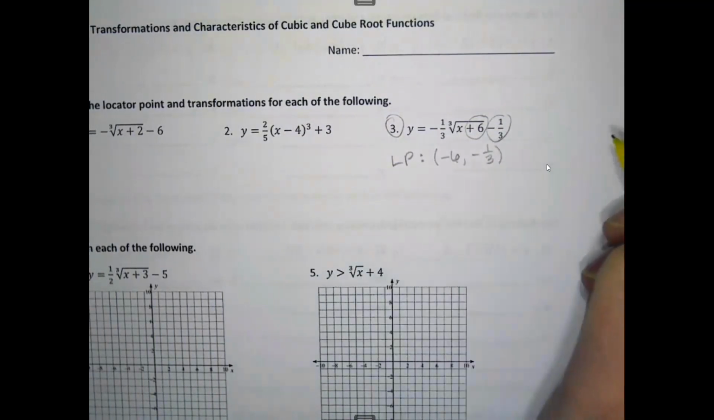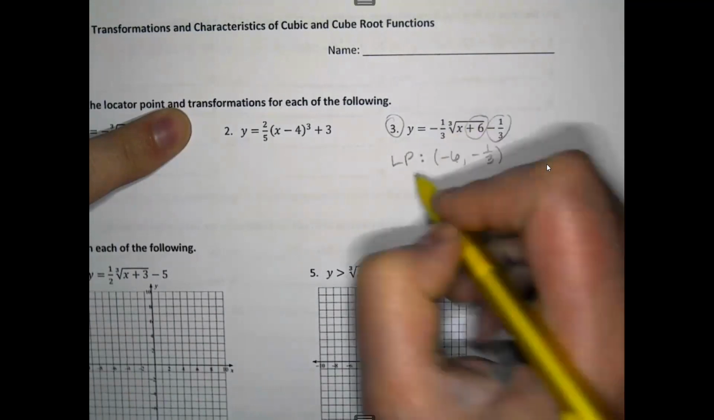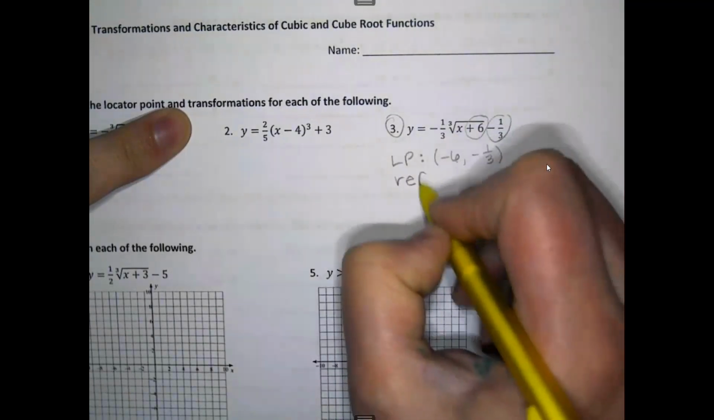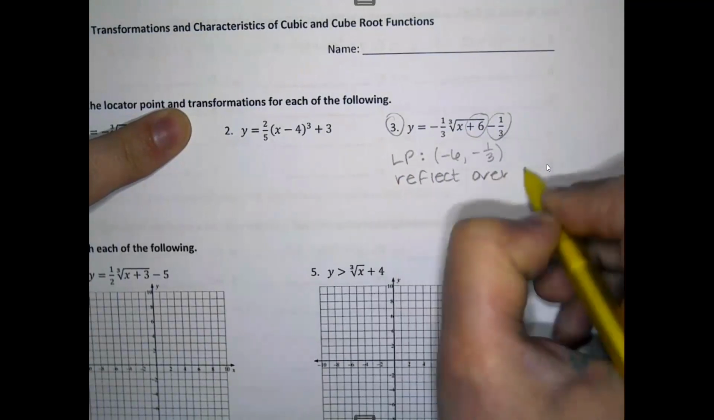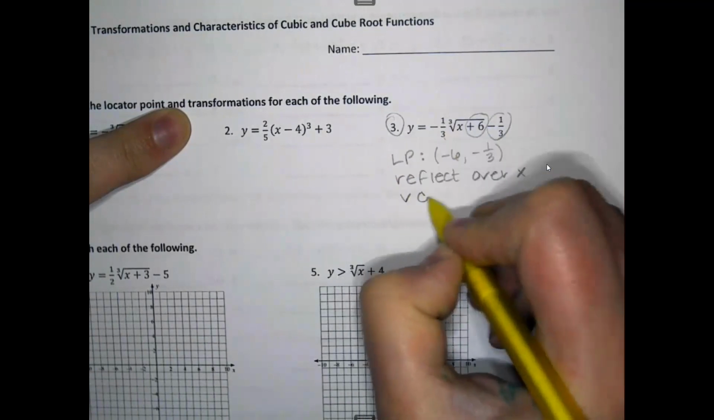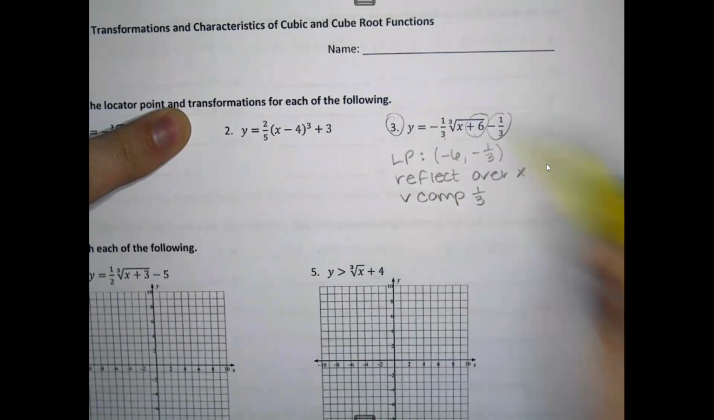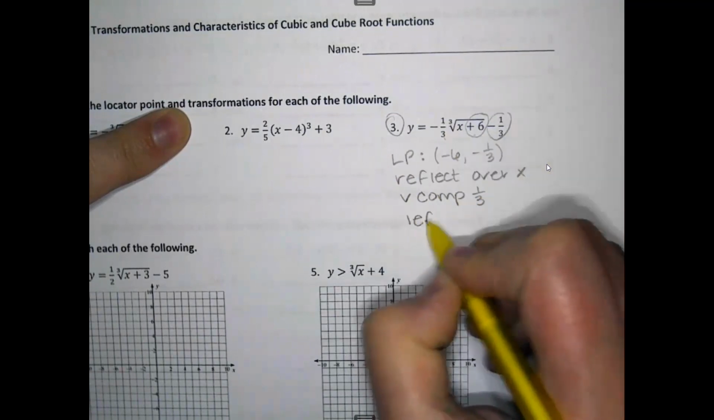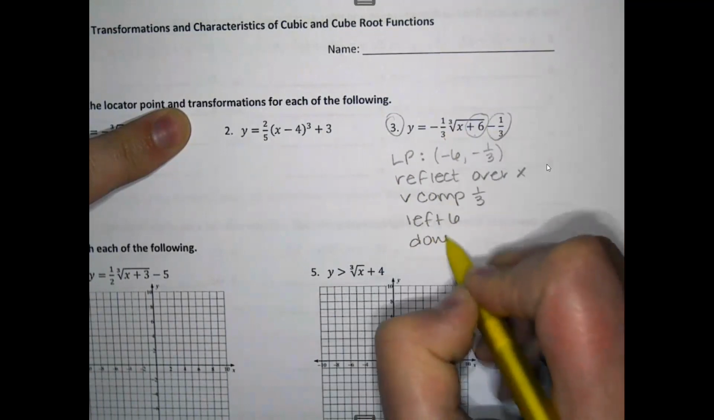And then they also are asking for the transformations. So there's a negative in the front, which means that it's reflected over the x-axis. Vertical compression of 1/3. Shifted left 6. And shifted down 1/3.